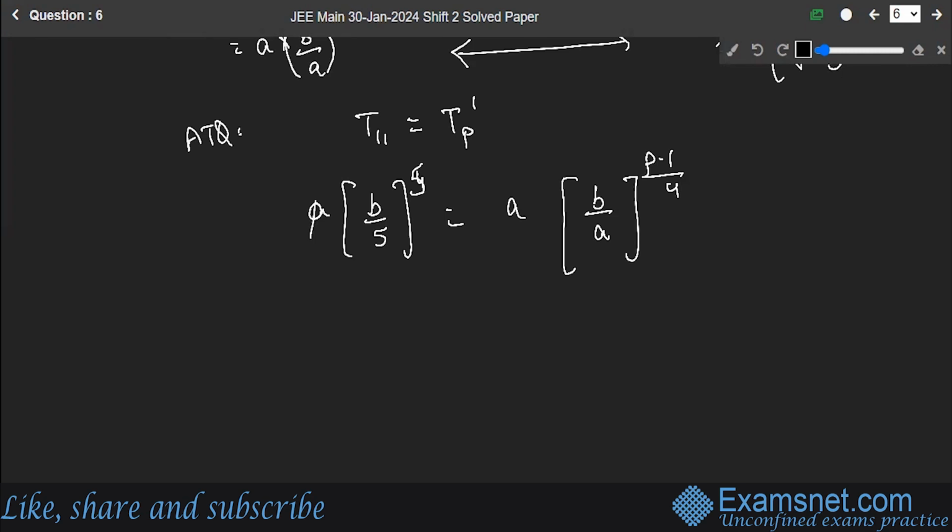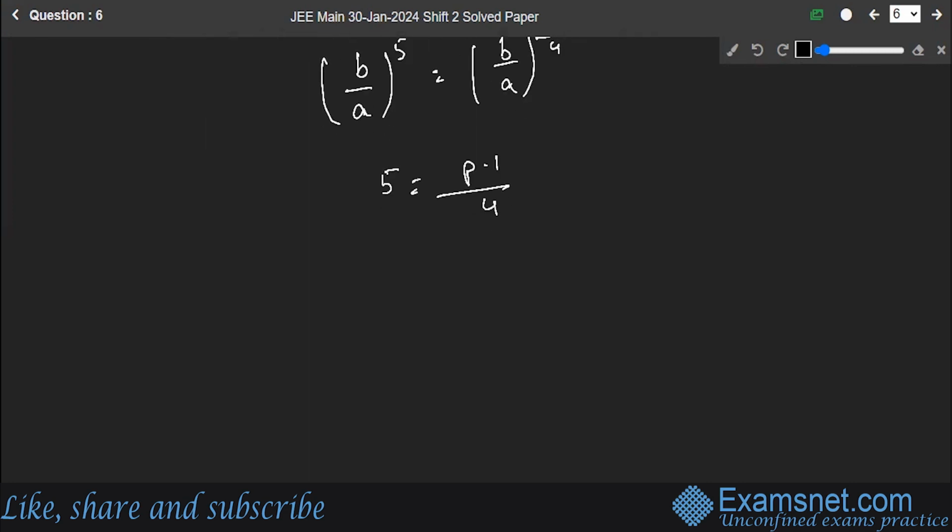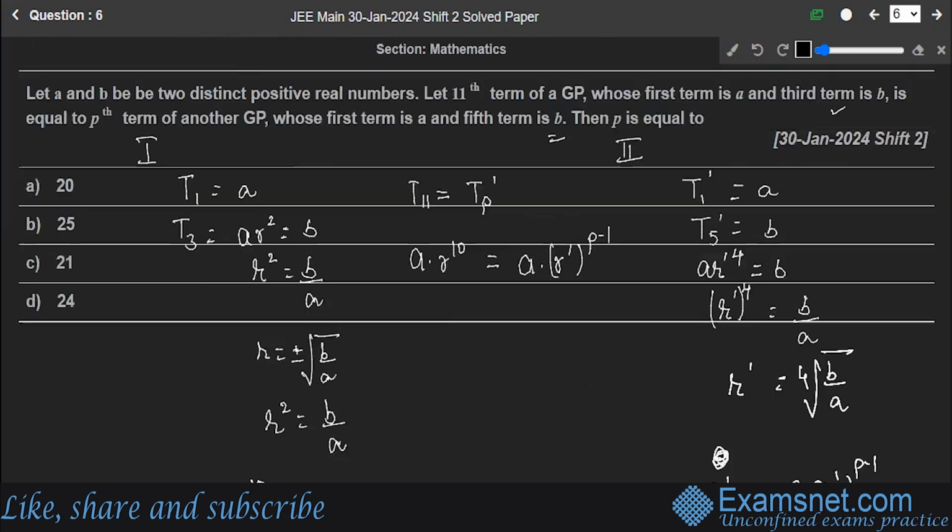A and A will cancel. And here we have B upon A. So (B upon A) power 5 is equal to (B upon A) power (P minus 1) upon 4. Bases are same, powers will be same. You have 21 as the value of P. All right, so this is the answer to the question, 21. You have option C as the correct answer. Hope you're clear with this.